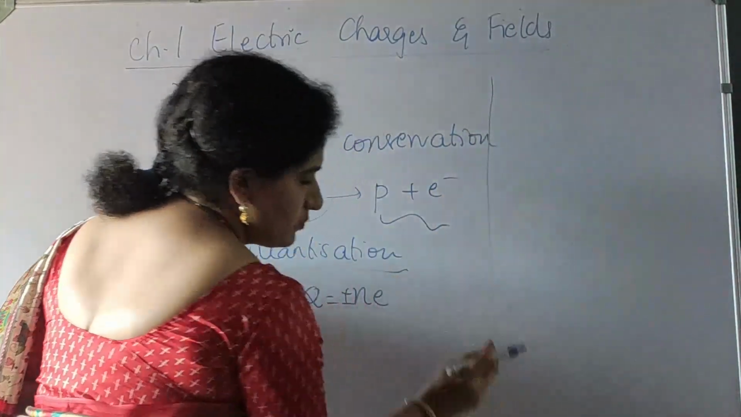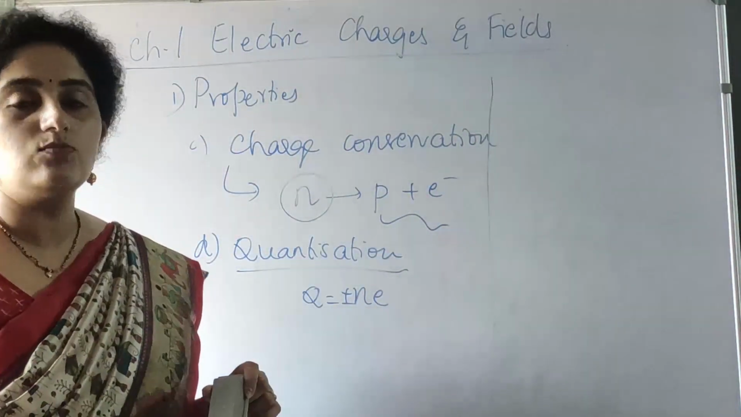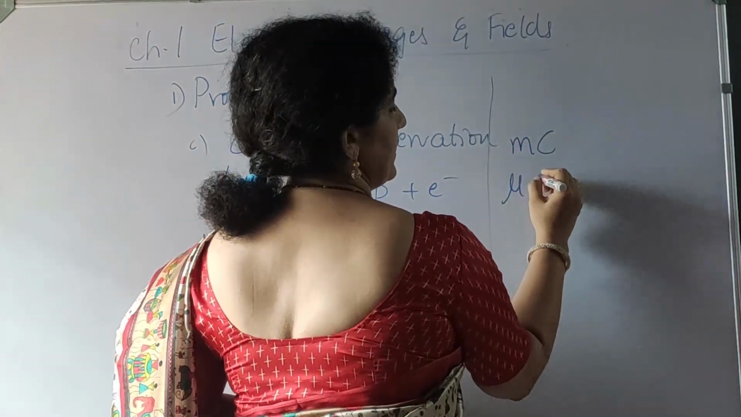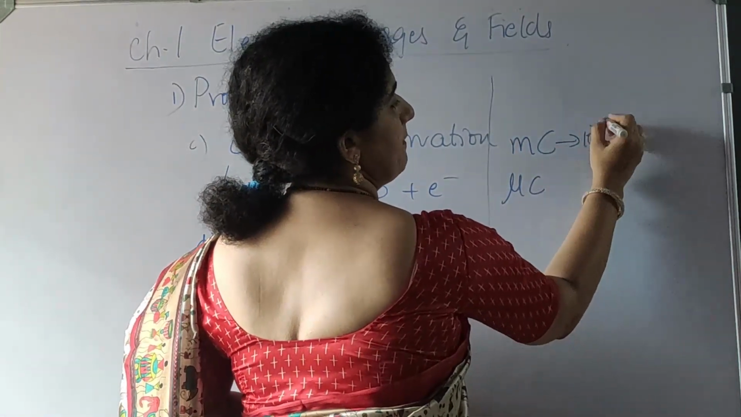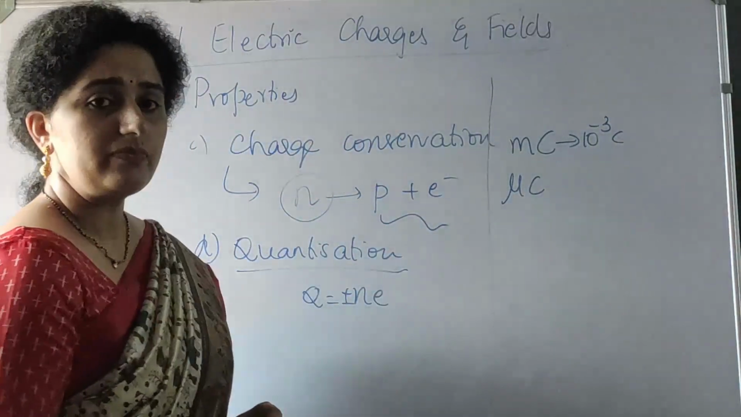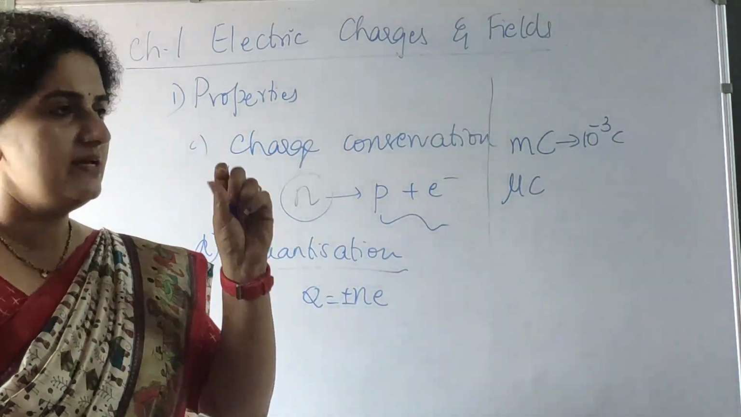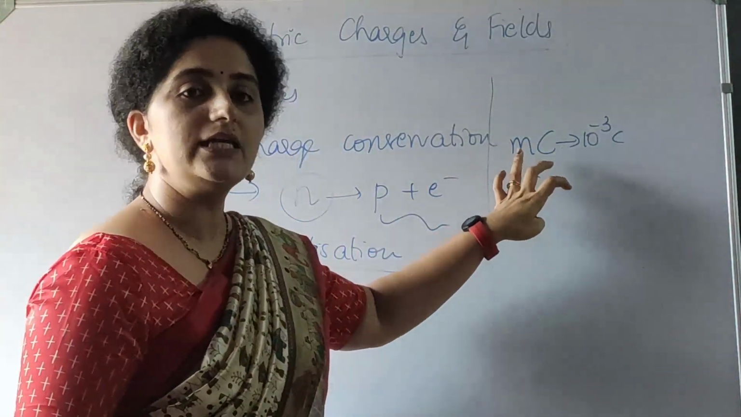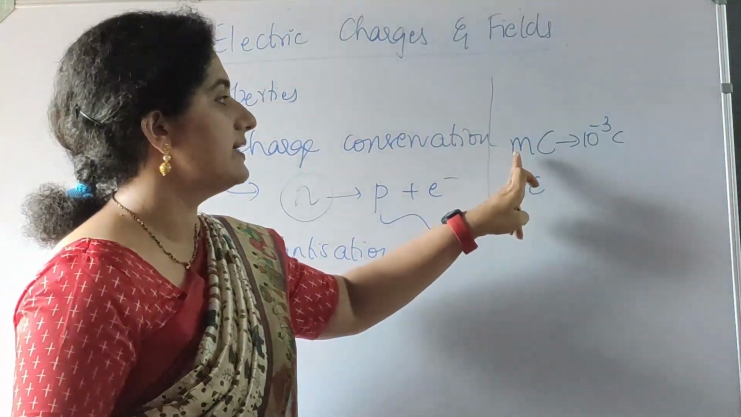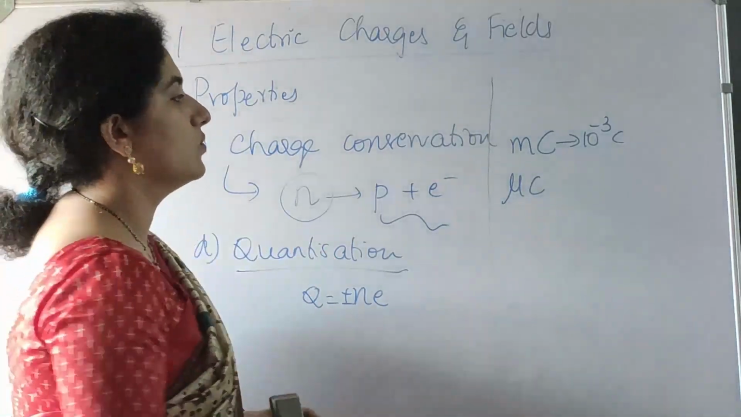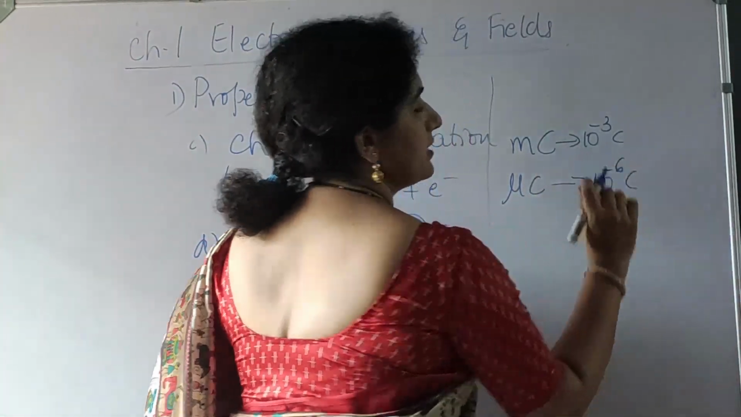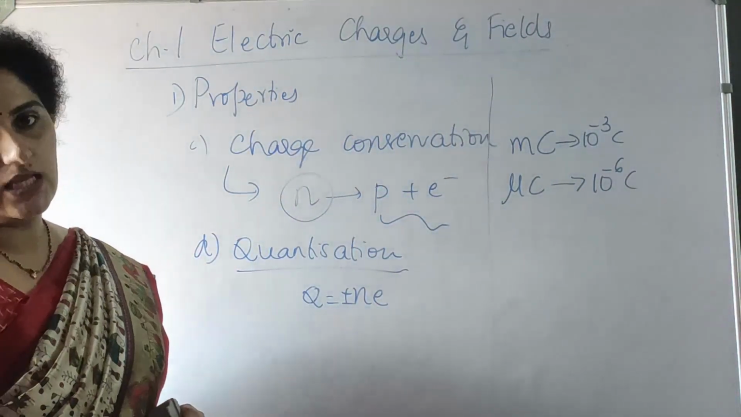Now if I have a very small charge, we go with smaller units. It might be millicoulomb or microcoulomb. Milli means 10 to the power minus 3 coulomb. In a system, if we have a very minute charge, then we go with the smaller SI units called millicoulomb and microcoulomb. So milli is 10 to the power minus 3, and as you know, micro is 10 to the power minus 6 coulomb.